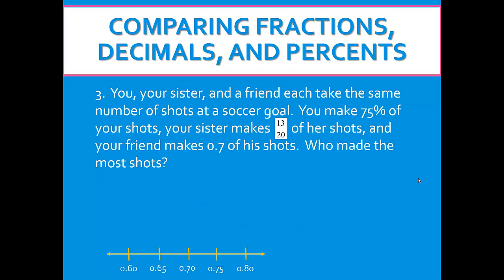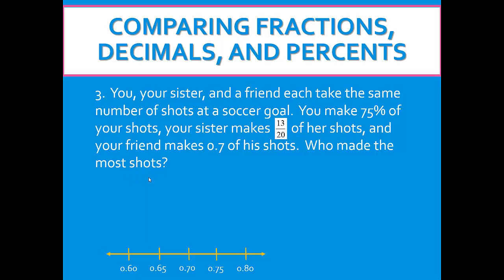Now for number 3, you, your sister, and a friend each take the same number of shots at a soccer goal. You make 75% of your shots. Your sister makes 13/20 of her shots, and your friend makes 7/10 of his shots. Who made the most shots? So let me go ahead and write down the numbers that I'm working with in this problem.